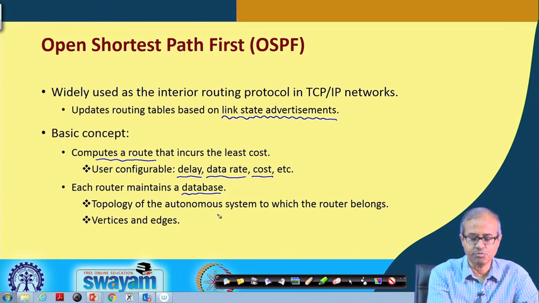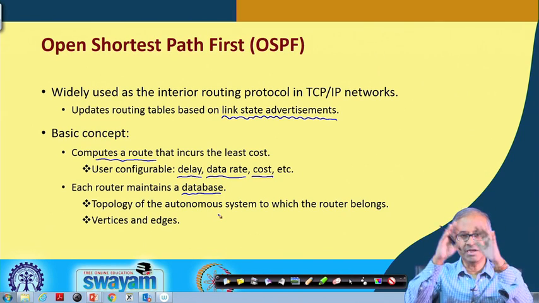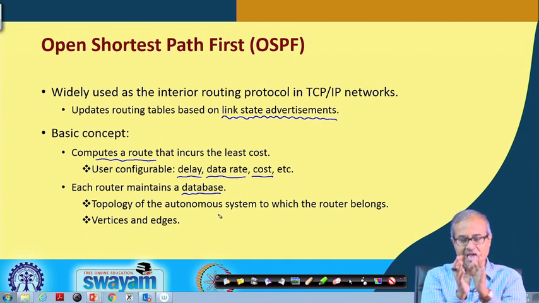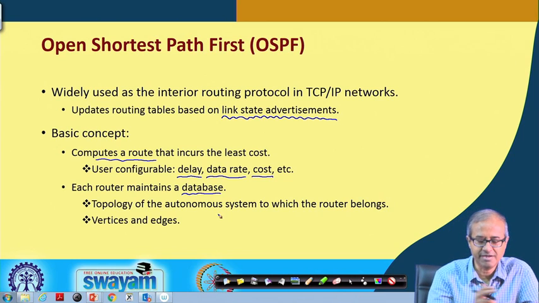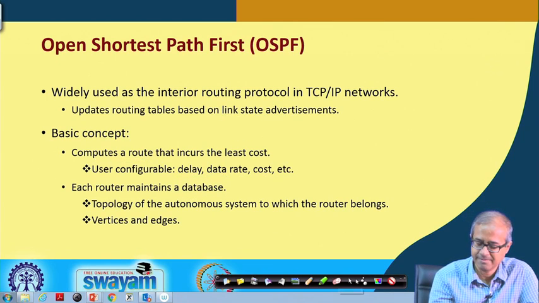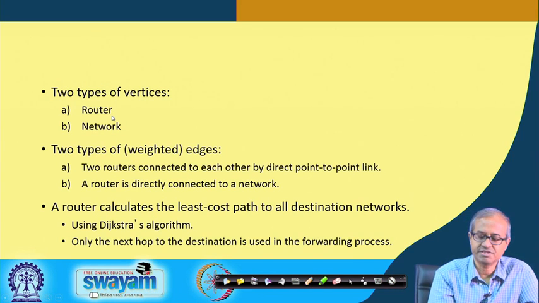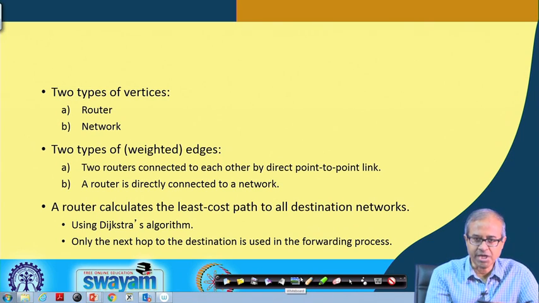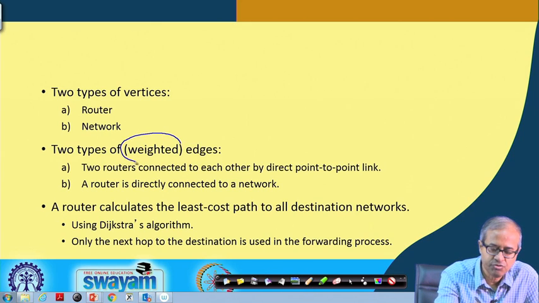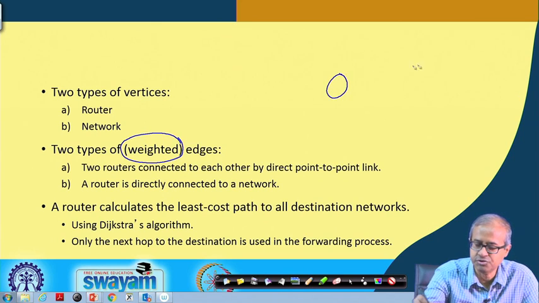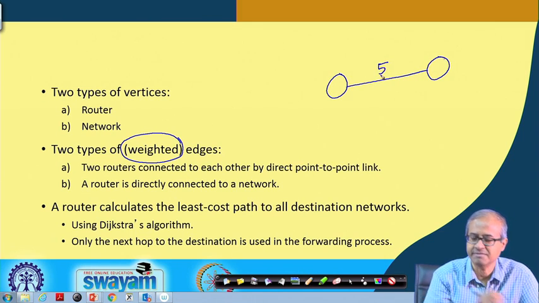The topology of the autonomous system is stored in the database, how the graph looks like as per the information available with the router, right. And this graph will contain obviously vertices and edges, networks and routers, and how they are connected. Vertices are routers and networks. Talking about edges, there are two types of edges, and every edge will be assigned a weight. Like for example, there are two nodes, they are connected, and this edge will be having some weight, let us say 5 or something. This is called weight.